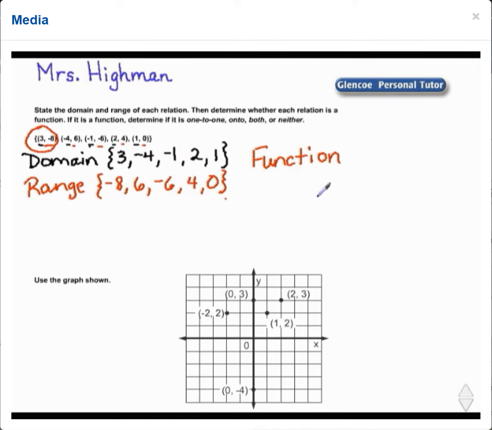So since it is a function, we need to decide if it is one-to-one. Well, a one-to-one function means that each element of the range would be paired with one element in the domain. And again, if we look at either the ordered pairs or our domain and range as we list them, we can see that each y value has only one x value that it's paired with. So yes, it is one-to-one.